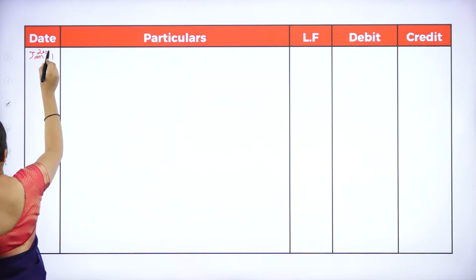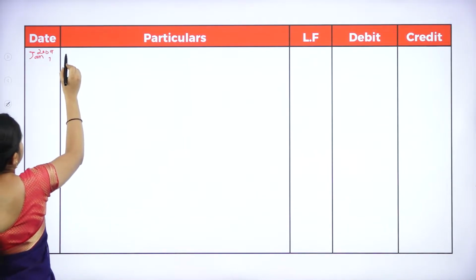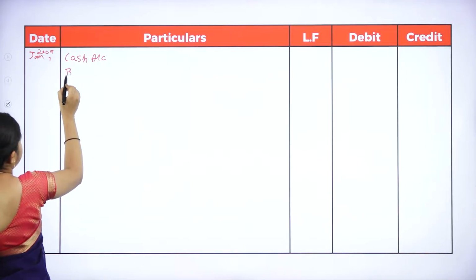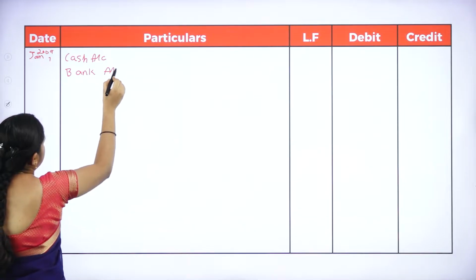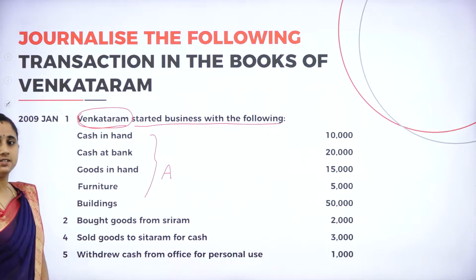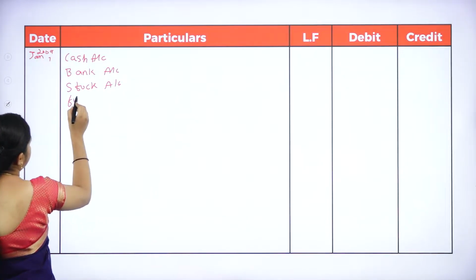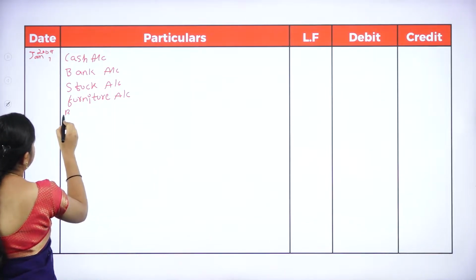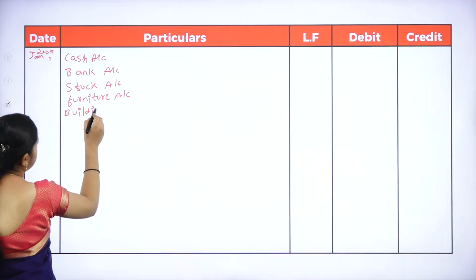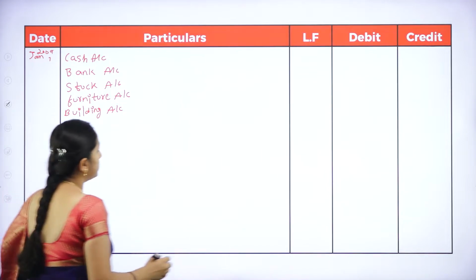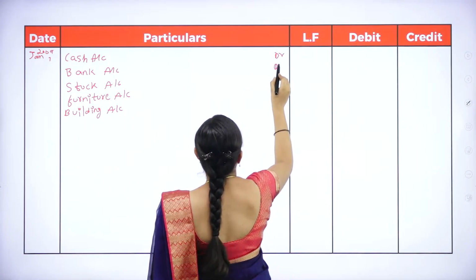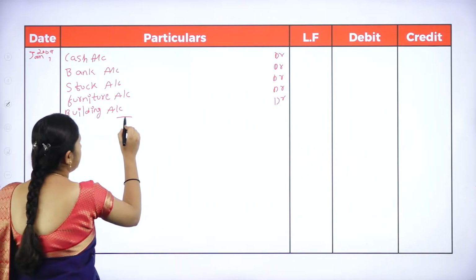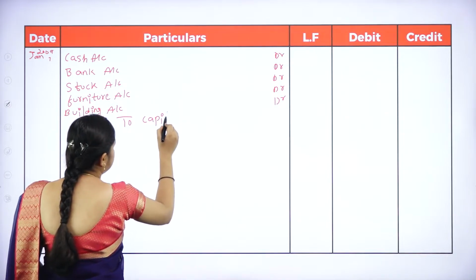Jan 1st, 2009. Cash in hand, cash account debit, and cash at bank, that is bank account debit. Next, goods. Goods in hand means stock, stock account debit. Furniture account debit and building account debit. All the assets are coming into the business, so you need to debit all the assets and credit the Venkataram capital account.